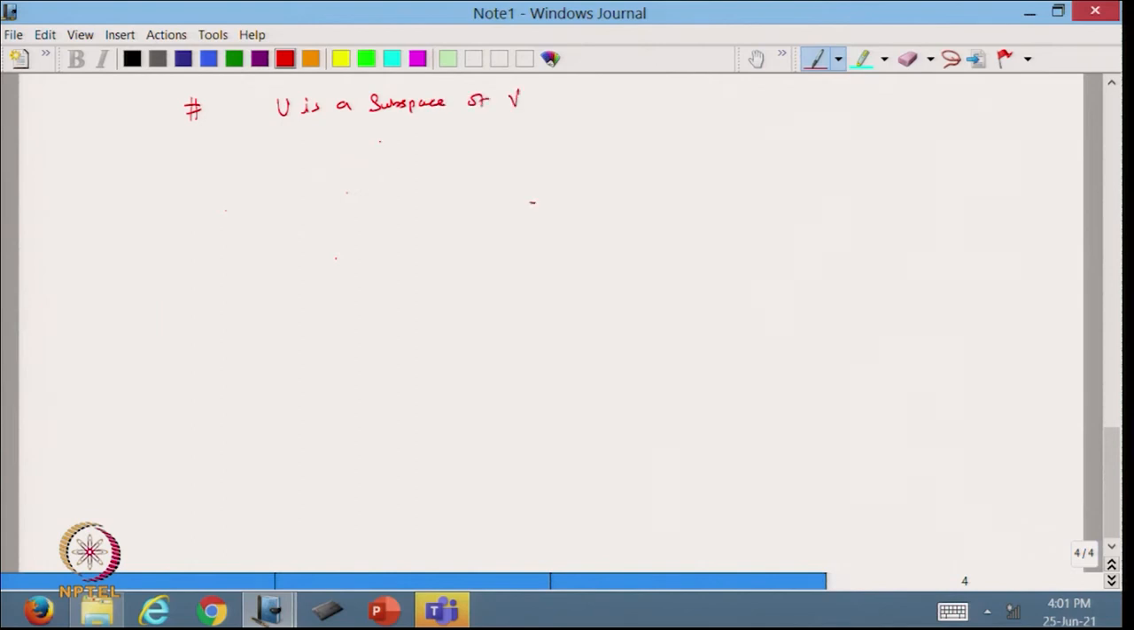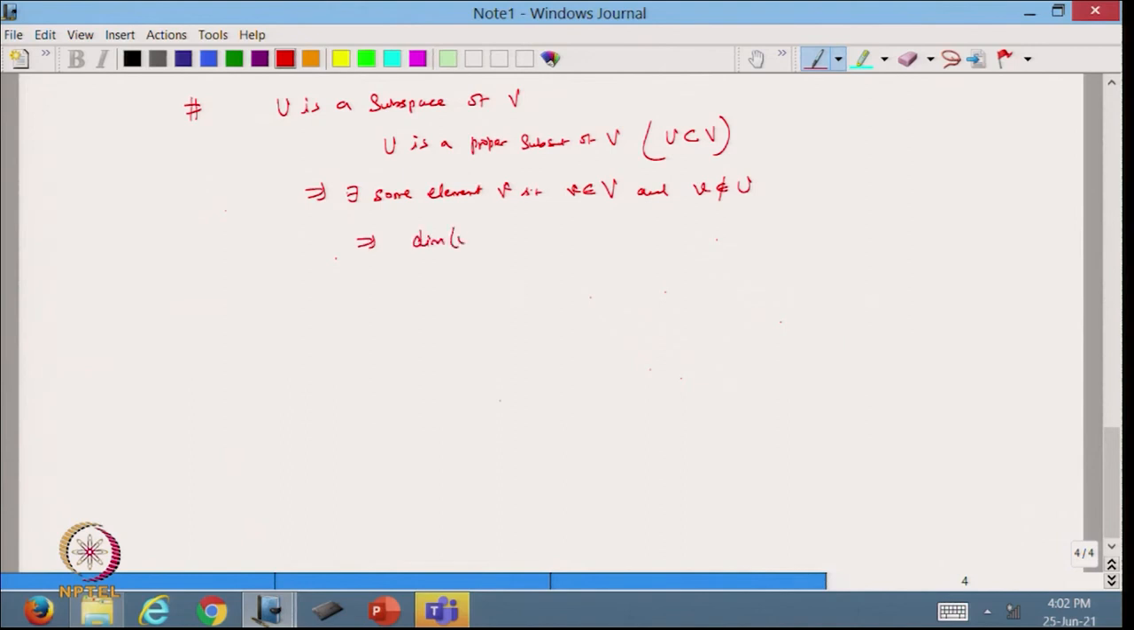Now this one we can see very clearly. Since U is a subspace of V, I can say that U is a proper subset of V. I am considering that it is not equal to V, which implies that there exists some element v such that v belongs to the vector space V and does not belong to the given subspace U. It means the dimension of U has to be less than the dimension of V, because I get one vector which does not belong to the given subspace.